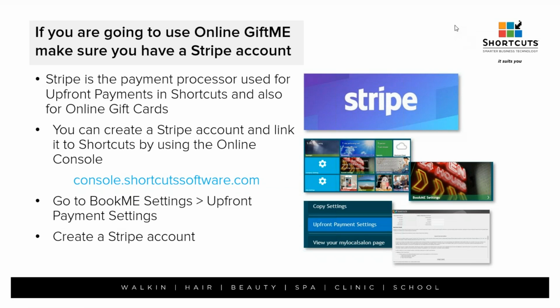Now, hopefully you are already familiar with this webpage. The online console is usually where you would go to set up online booking, so that your staff can make appointments for themselves or look at their appointment book for the week. So on this page, you would go to your site settings or your BookMe settings, and then you would set up a Stripe account, because that's how Shortcuts will synchronize its upfront payments.